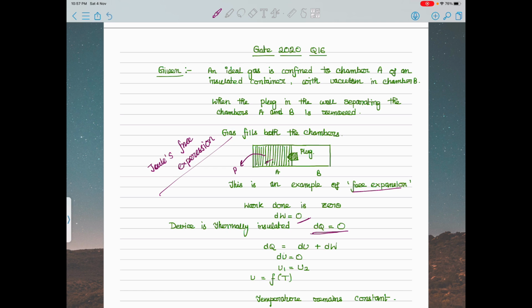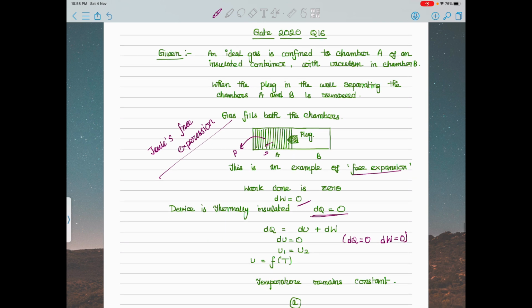Now according to the first law of thermodynamics, dQ will be equal to dU plus dW, which conserves the energy. Now dQ is zero, dW is also zero. dQ is zero because the device is thermally insulated. dW is zero because it's a free expansion. We are not providing any force in this particular container, nor does the gas expand and do certain work. So therefore dU is zero, the change in internal energy is zero. Therefore internal energy final will be equal to internal energy initial.